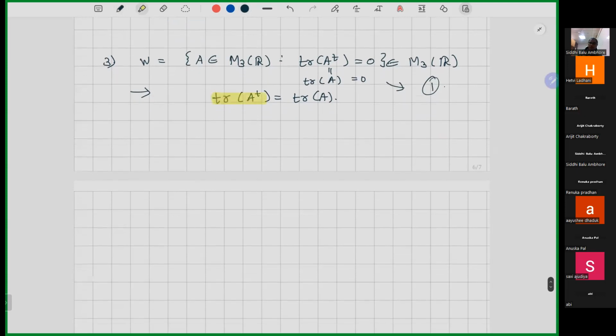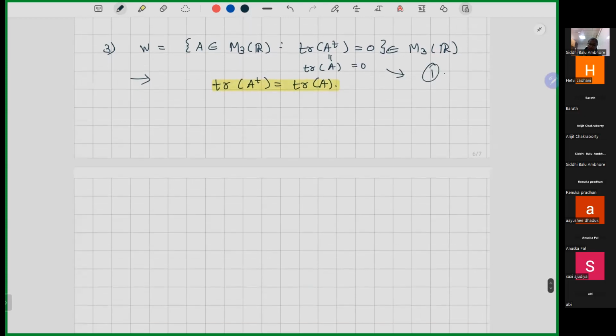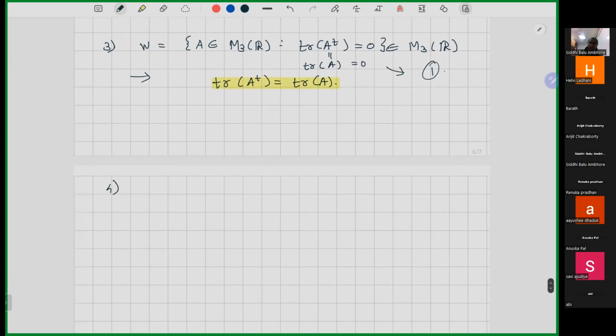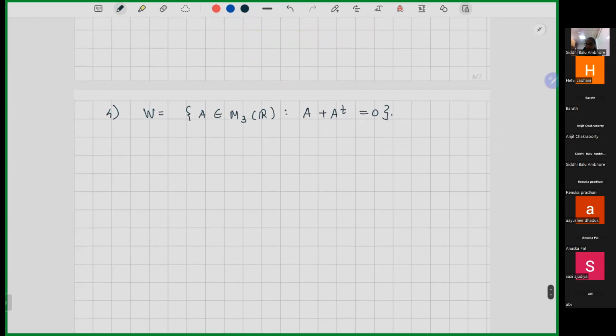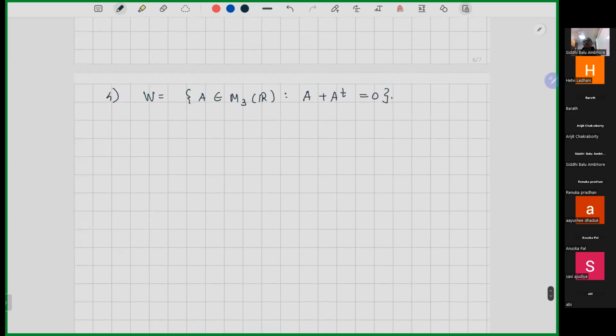This thing again, if you don't know, please get used to this. Okay. So fourth one, A in M3R such that A plus A transpose is 0. So what is your guess? A plus A transpose we need to be 0.